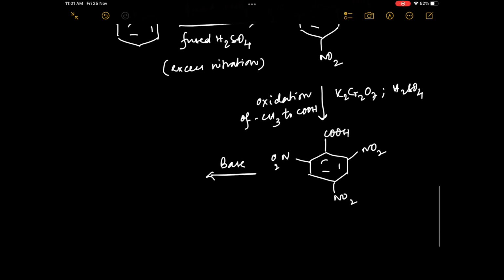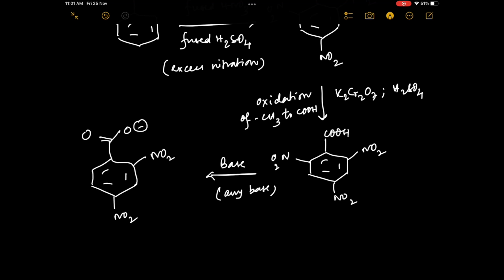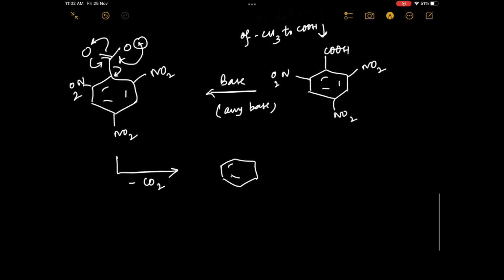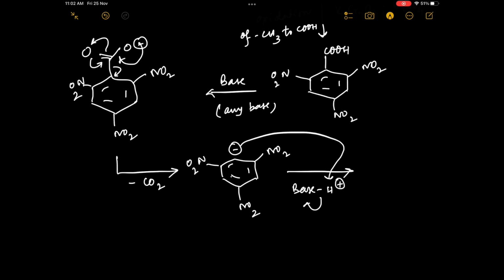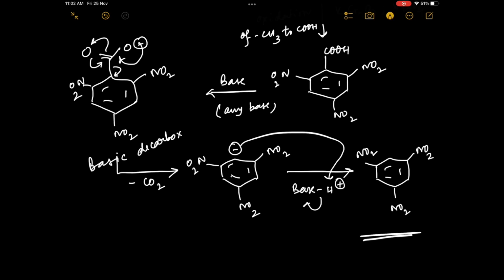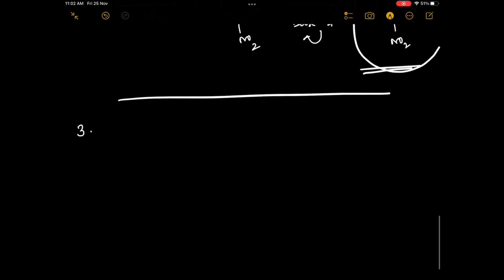Anyways, CH3 converts to COOH, which on the application of base, the COOH being acidic, becomes COO−. After that, our arrow pushing mechanism shows how the decarboxylation takes place. This happens because of the presence of three NO2 groups, which are electron withdrawing groups, so the negative charge is stabilized over the benzene ring. After that, the protonated base gives back the proton, and the phenyl ring becomes protonated, and we get our trinitro compound. So this is known as basic decarboxylation. Hence, this is the reaction.